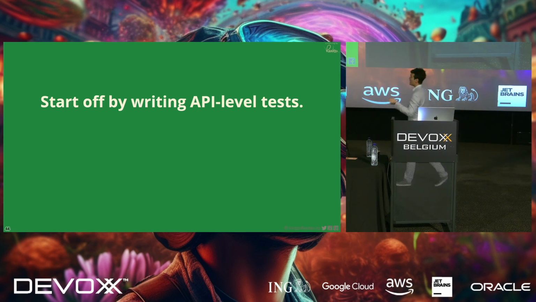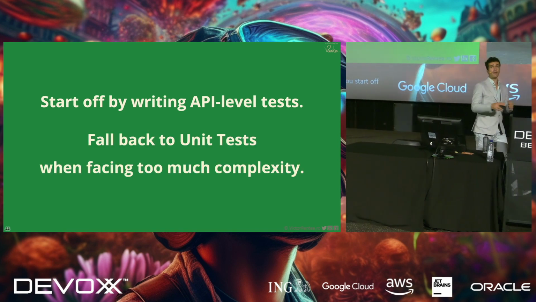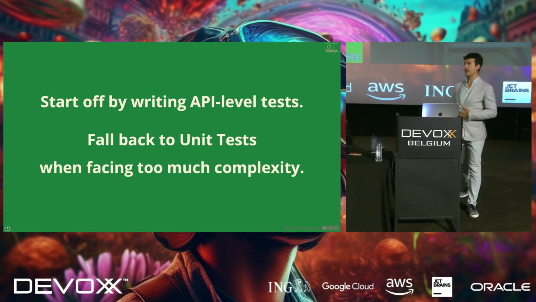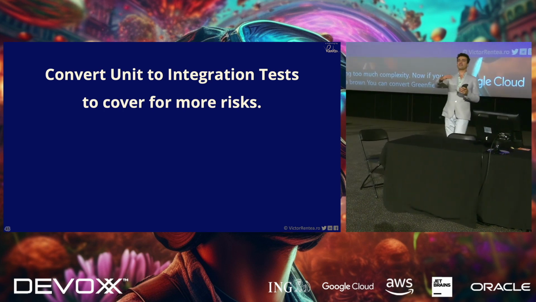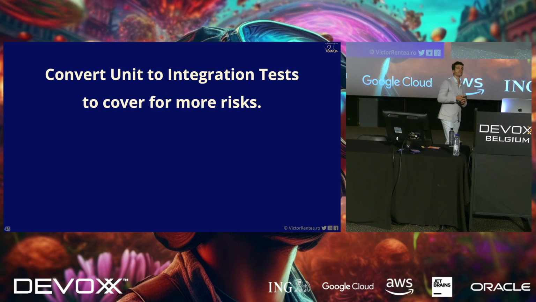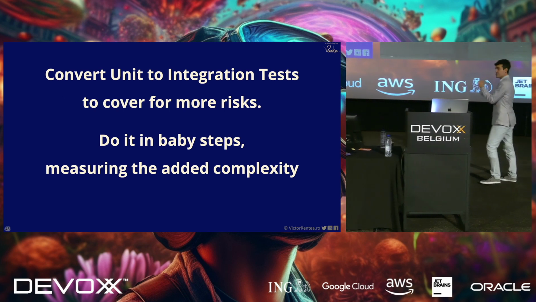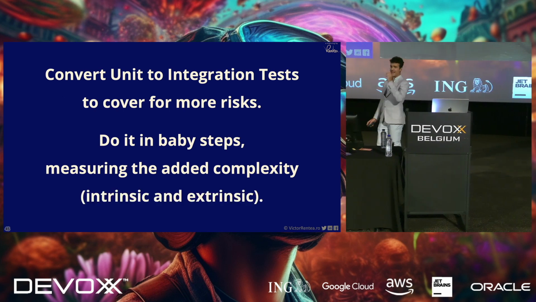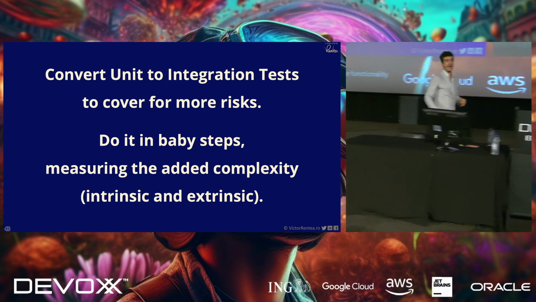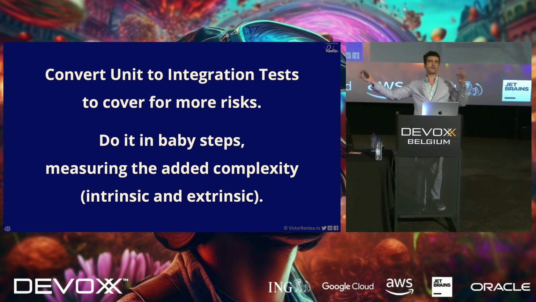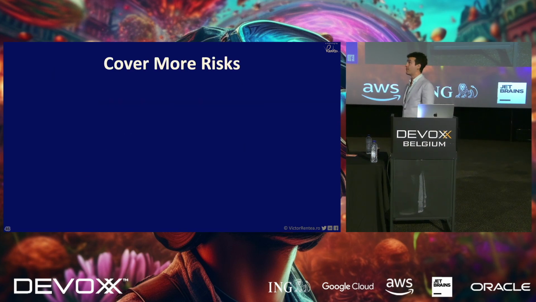So, as a conclusion, you start off by writing API level tests. Struggle as much as you can there, and you fall back to unit tests when facing too much complexity. Now, if you are not green, but more of a brown, you can convert, greenfield, brownfield, the existing mock-based tests into more integration tests like we played here. There is more to it, much more to it, right? But do it in baby steps and measure the complexity you add, both intrinsic and related to the functionality you are trying to cover and to the techniques that are required, like active profiles, Testcontainers, cleaning, all this. Measure the benefit. Does the risk you cover matter, given the added complexity, or not?